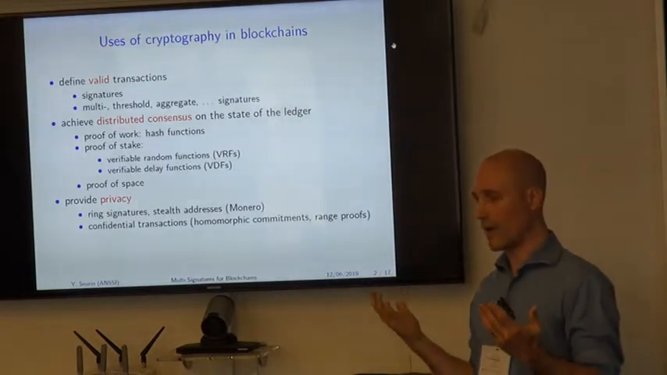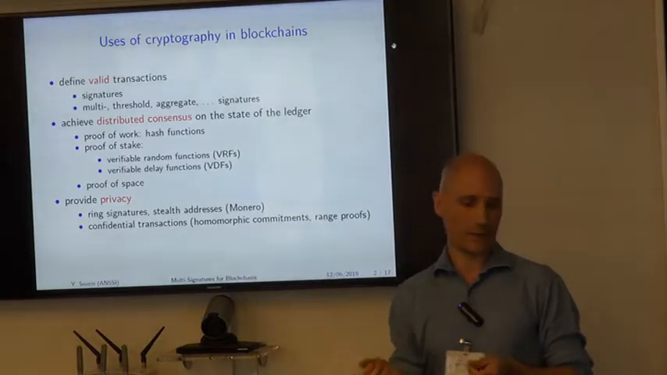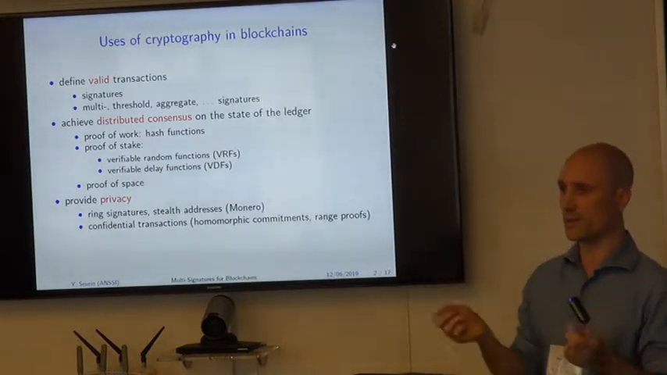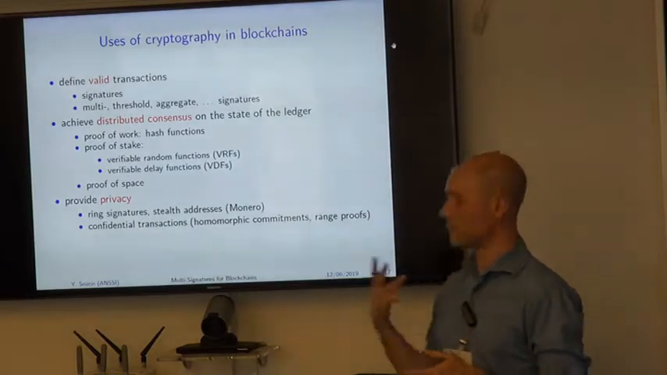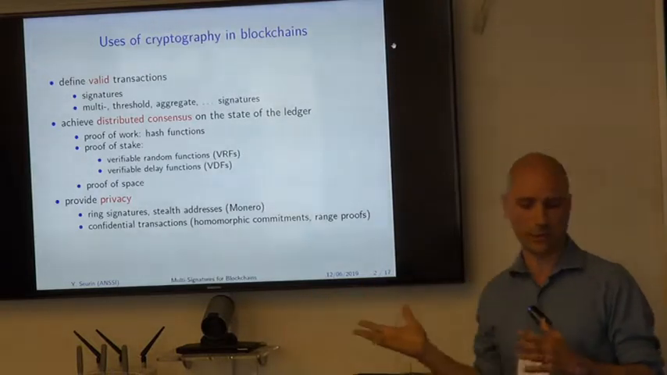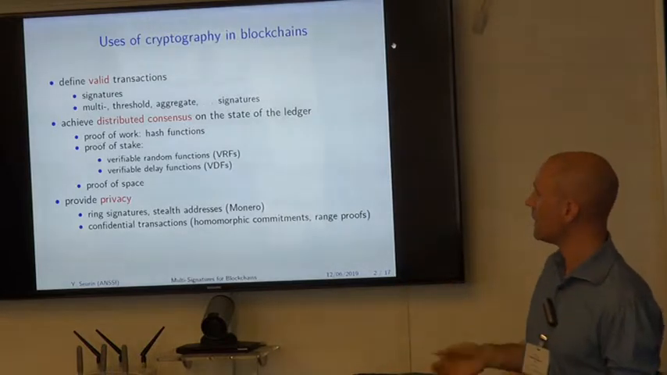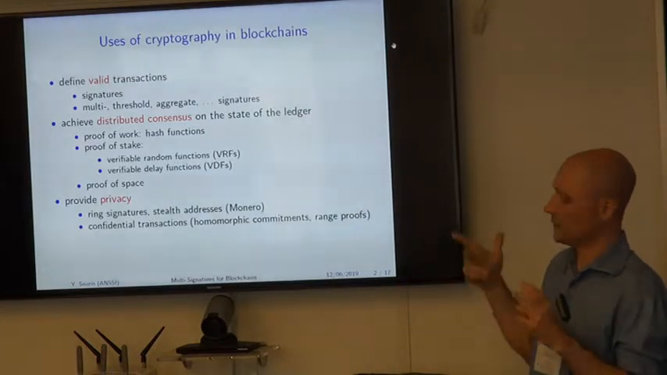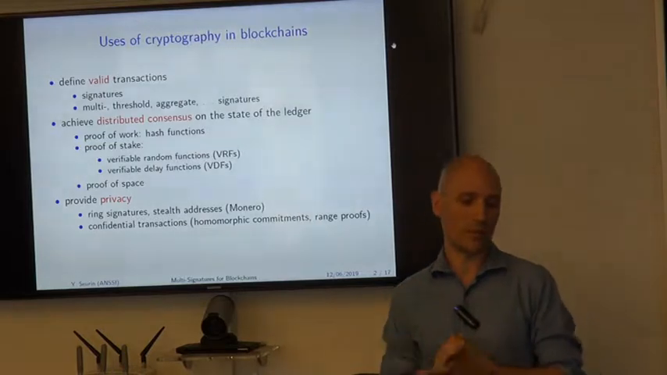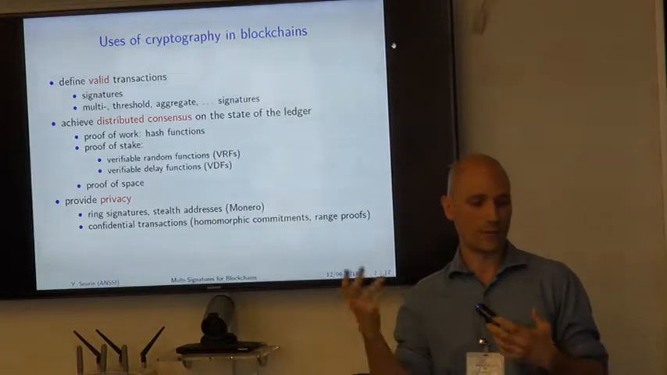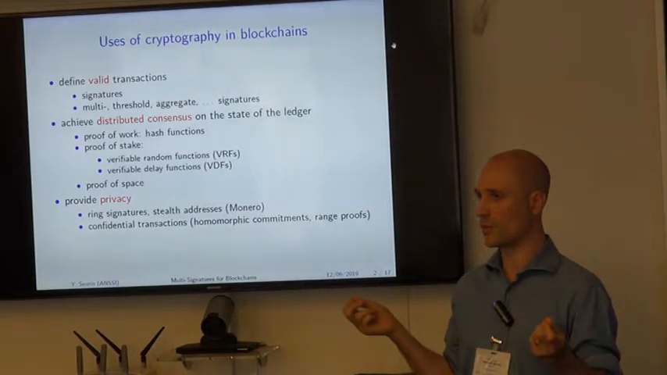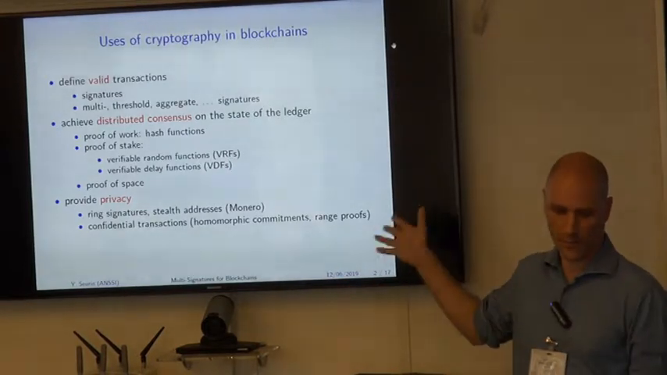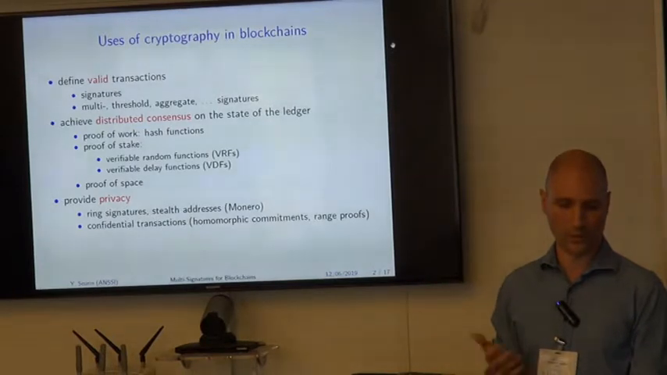You could also try to hide the value in a transaction, right? The number of bitcoins, for example, that you are transferring in a transaction. This is called confidential transactions. For this, you need tools called homomorphic commitments. It's a bit like a public key encryption scheme, but for which you can prove that the transaction is well balanced, that it doesn't create money, okay? And you also need some tools called range proofs.